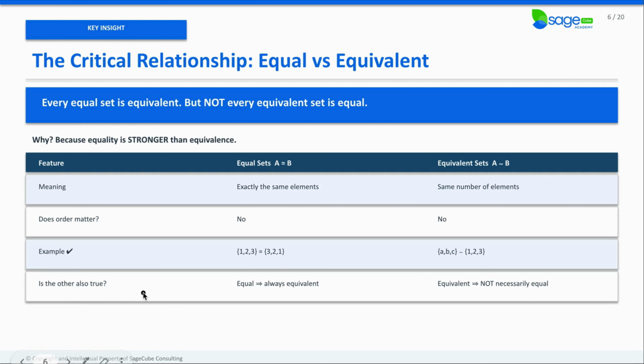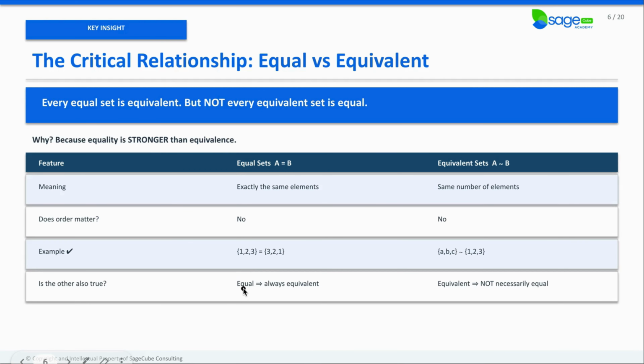So let's look at this question. Is the other also true? Is equal always equivalent? Yes. Look at this. What's the size? {1, 2, 3} and {1, 2, 3}. They both have 3, 3, and they are equivalent. Now, are the elements inside the same? 1, 2, 3 and 1, 2, 3. So you see, equal, they are the same. So equality always triumphs over equivalence.